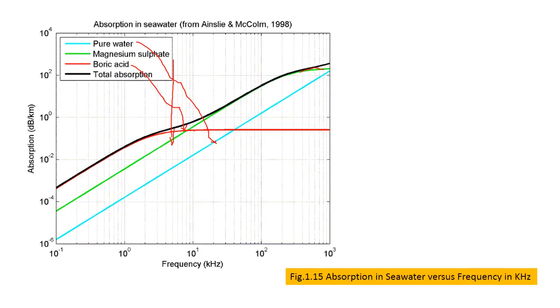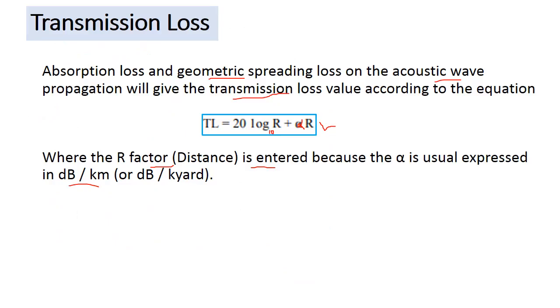Transmission loss. Absorption loss and geometric spreading loss on the acoustic wave propagation will give the transmission loss value according to this equation, where the range R is entered because alpha is usually expressed in dB per kilometer. This one is alpha. This one is 20 log base 10.